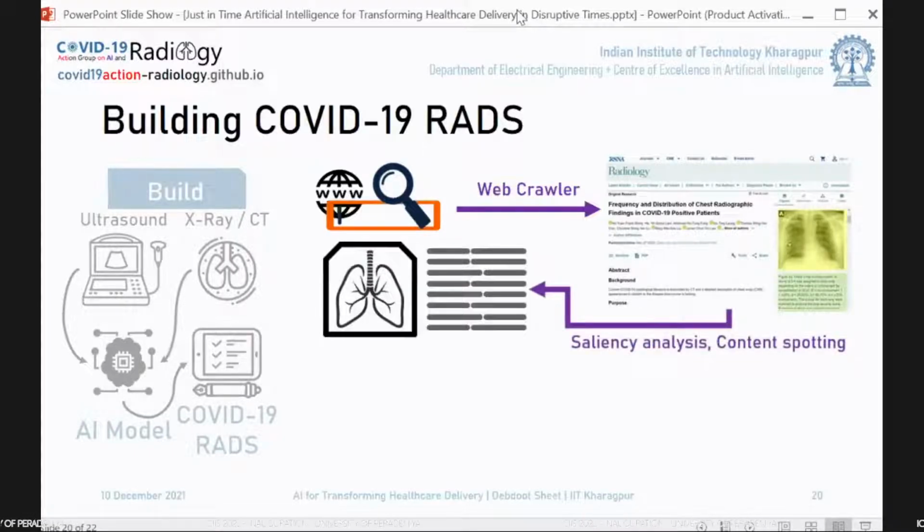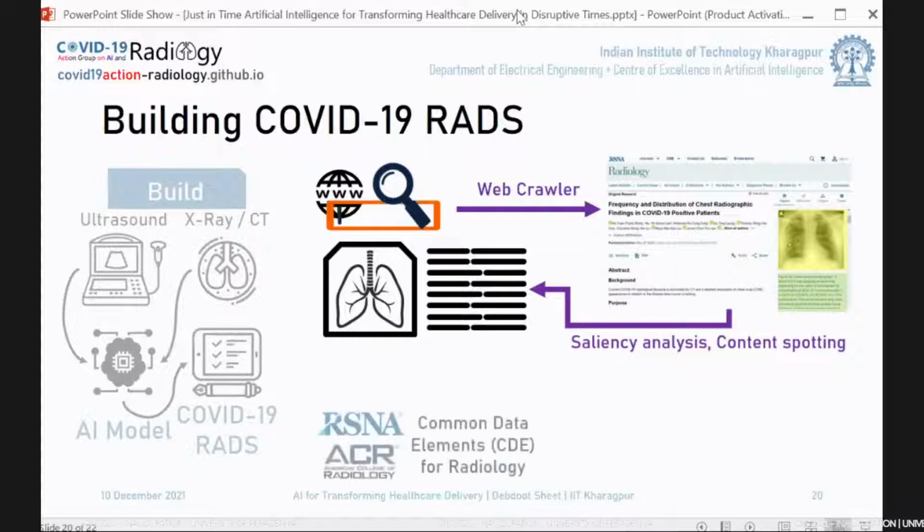Now once you get this, the first and foremost step is to do some sort of content spotting. So contents are spotted in two different ways. One is we try to find out where is the radiological image, and then where is the caption associated with that particular image. These are two things which we need to spot out.